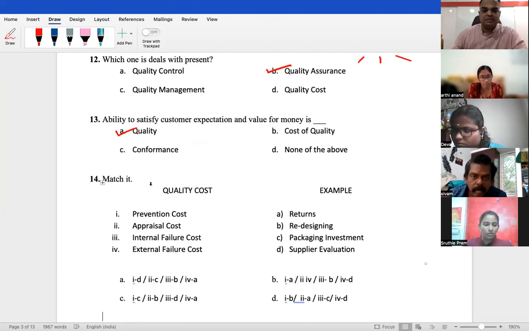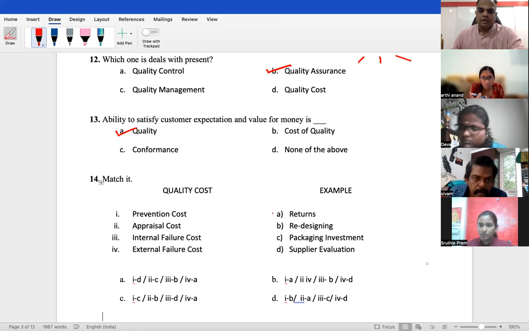Match it. Quality cost, an example: prevention cost, appraisal cost, internal failure cost, external failure cost. Match it with returns, redesign, packaging, investment, supplier evaluation. So, returns comes under what? External failure cost.